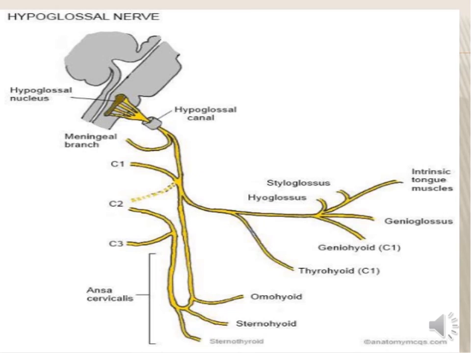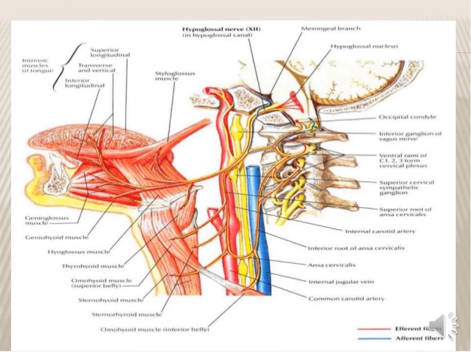This figure shows the course of the hypoglossal nerve until it reaches the muscles of the tongue. This figure again shows the course of the fibers that go to the muscles of the tongue.